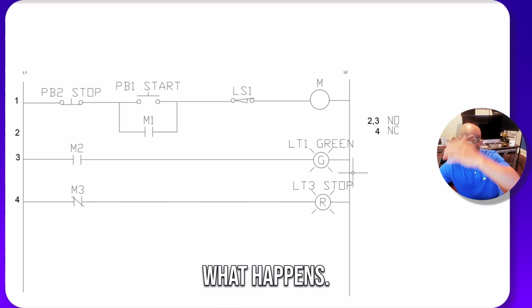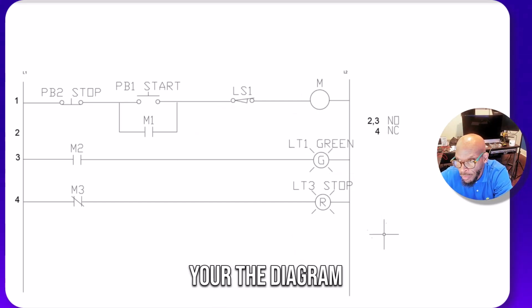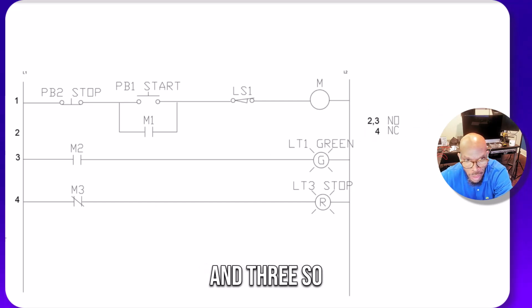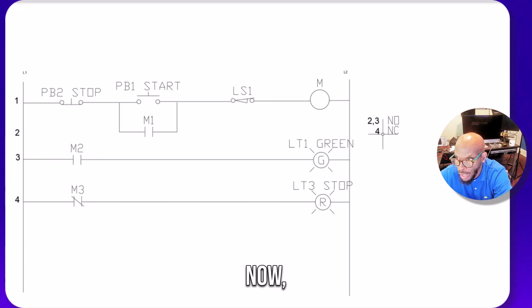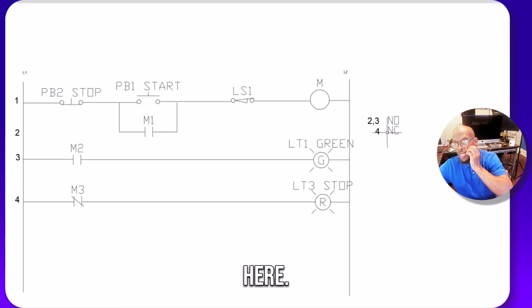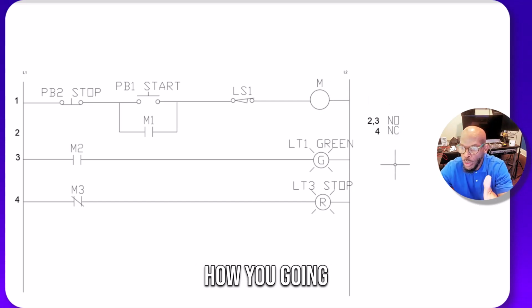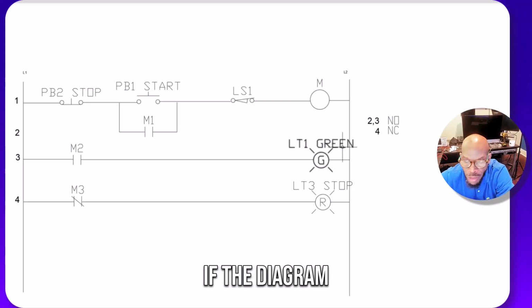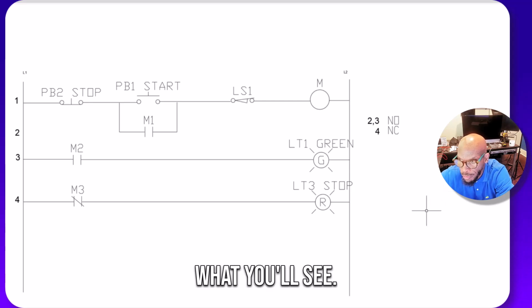So this is what happens when you see the diagram. So I know I have normally open contacts off of this relay coil in rungs 2 and 3. So if I look at rung 2, what do I have? If I look at rung 3, what do I have? Now, for normally closed, if I look at rung 4, I can find that M3. I can find that other contact that's in here. So this is how you're going to see control circuits. If the diagram is drawn properly, then this is what you'll see.